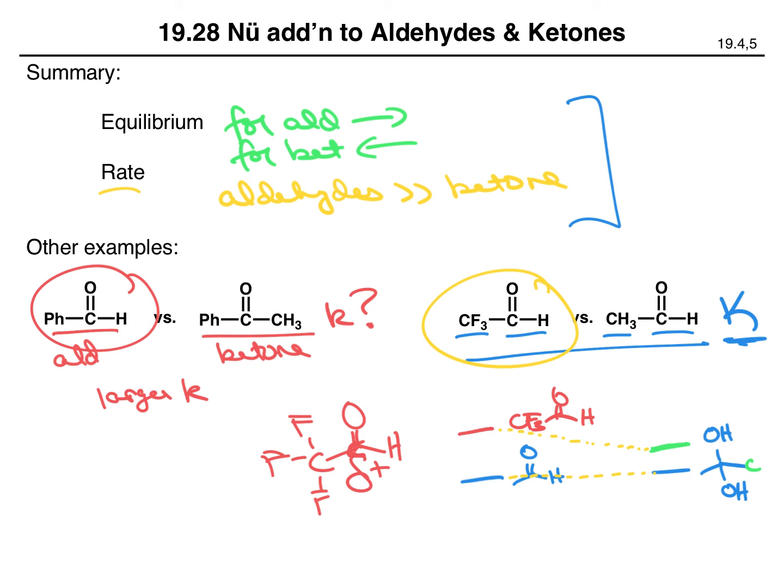Now that we've gone through this information for the formation of a hydrate, all of this is going to apply to the other reactions that we're looking at next. So whether we are talking about the formation of a hydrate, the formation of a cyanohydrin, the formation of an acetal, in all of those cases, equilibrium is more favorable for the aldehyde product and less favorable for the ketone product. The rate of the reaction will be faster for aldehydes being converted to those nucleophilic addition products than it is for ketones.